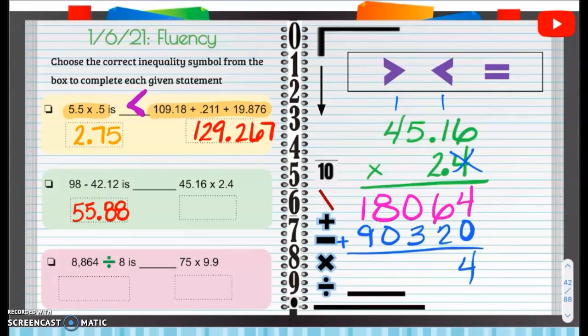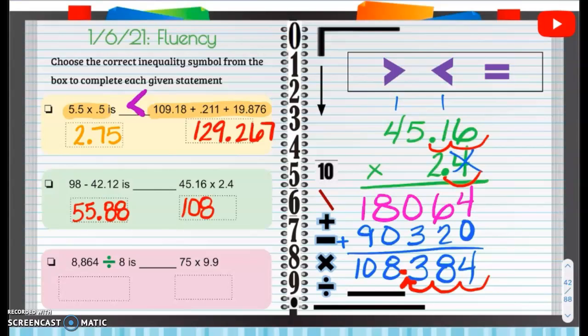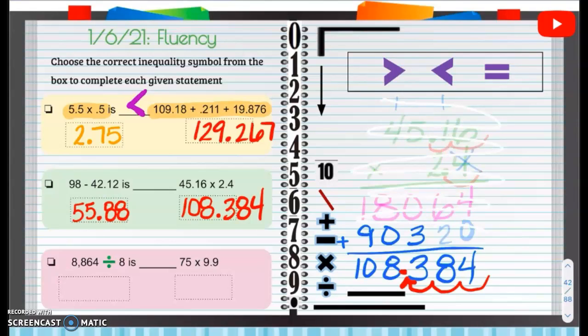4 plus 0 is 4. 6 plus 2, 6, 7, 8. 0 plus 3 is 3. 8 plus 0 is 8. And 1 plus 9 is 10. Now our decimal. Don't forget it. We go in 1, in 2, in 3 swoops. So our decimal is going to go between that 8 and 3. So it's 108 and 384 thousandths.